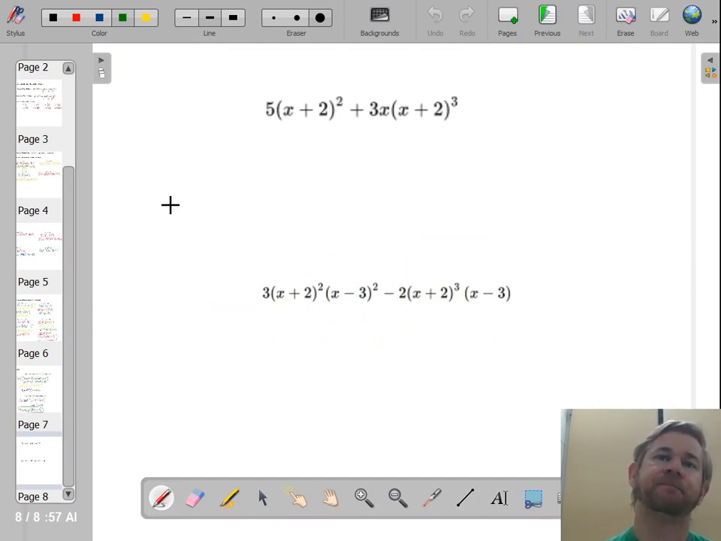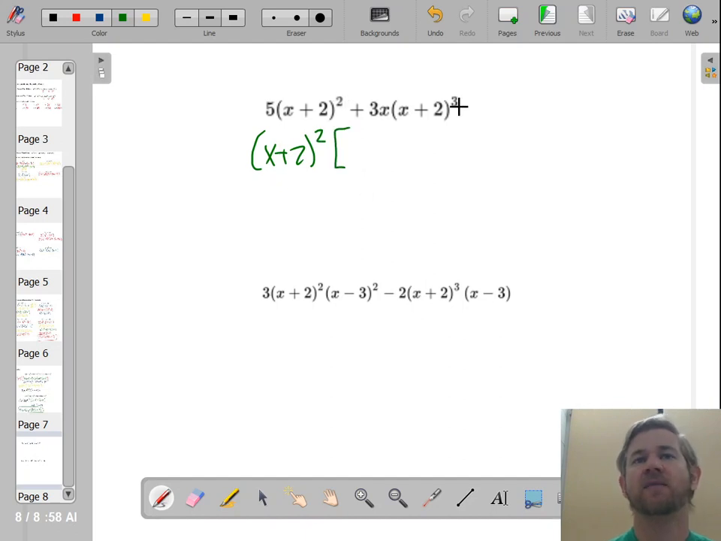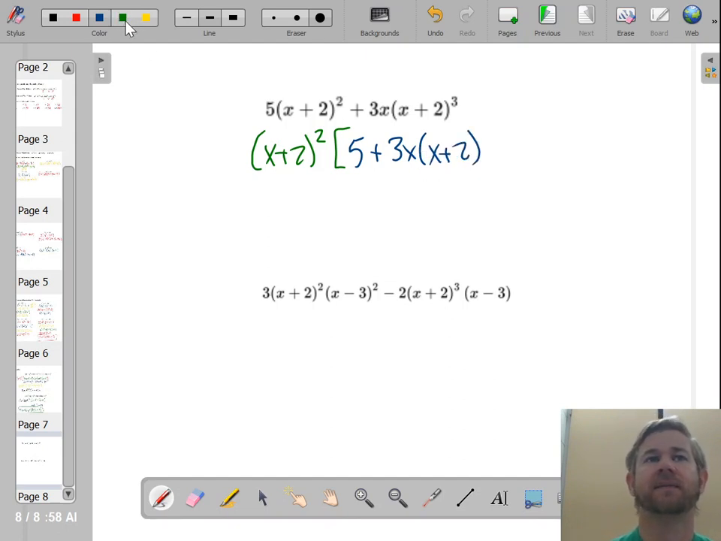Couple more. No GCF, no GCF, but I have (x plus 2) quantity squared I can factor out. This one has 2 of them, this one has 3, so I'll factor out 2 of them. Then I'd be left with 5, and I brought those out already, plus 3x, and I have one more x plus 2 I need. Because I factored out 2 of them, but there's 3, I need to have one more on the inside. Now I will do distributive property, and I'll write my answer in standard form.